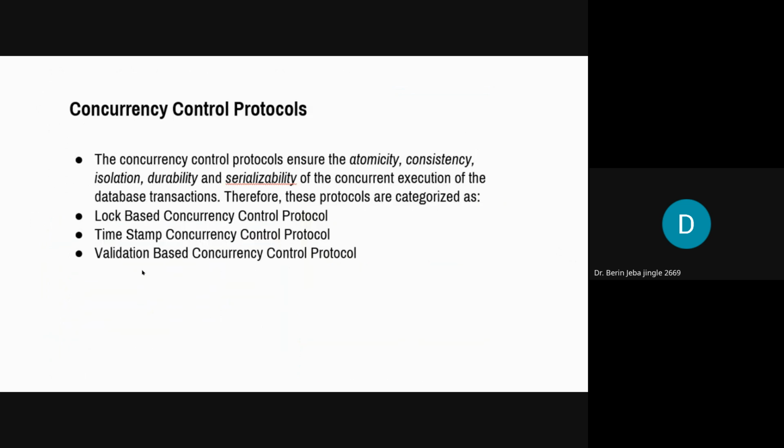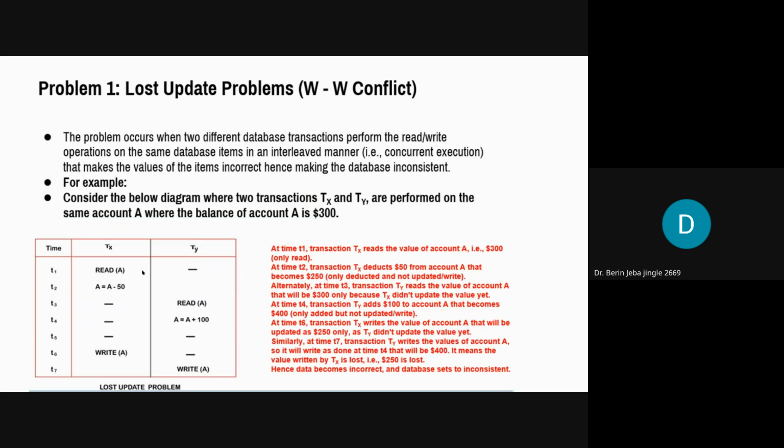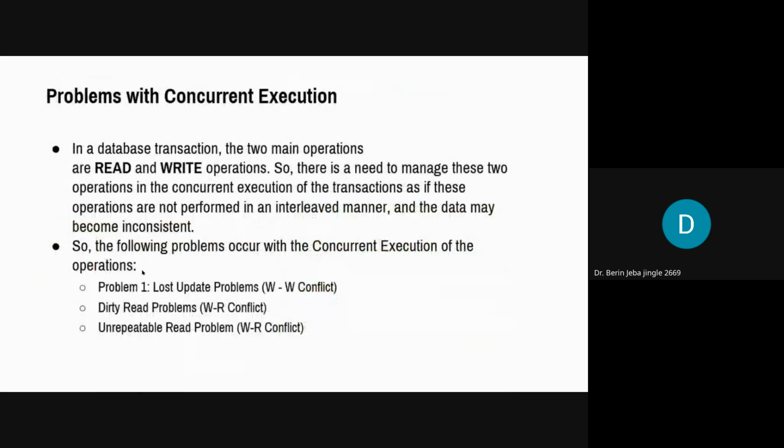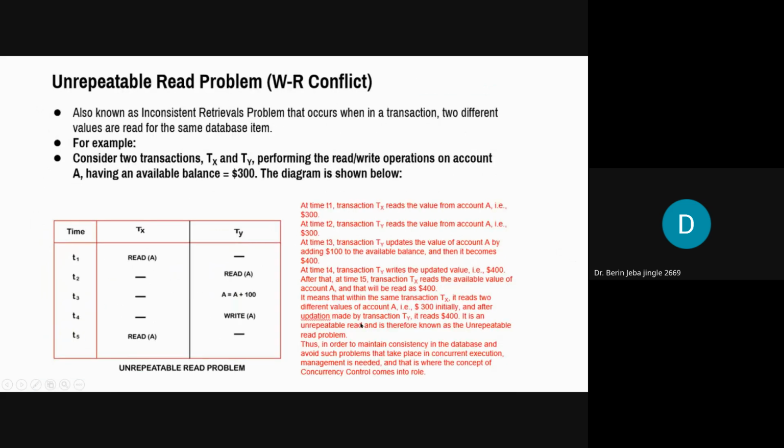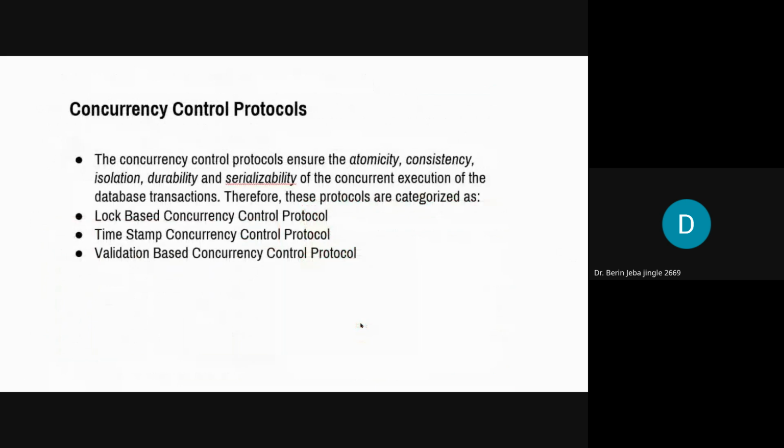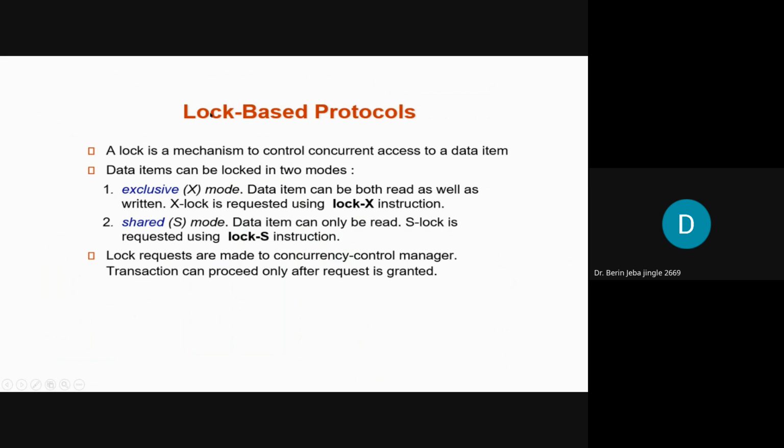Now, in order to overcome these three problems we studied here: the lost update problem, the dirty read problem, and the unrepeatable read problem, we are going for concurrency control protocols. The first one is the lock-based concurrency control protocol, then the timestamp concurrency control protocol, and the validation-based concurrency control protocol. So first we will study the lock-based concurrency control protocol.